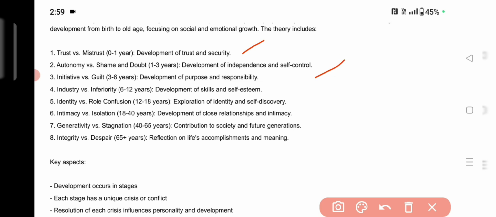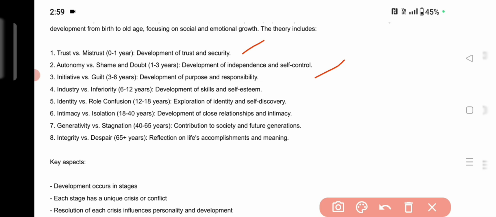The next stage is initiative versus guilt. Initiative is the age between 3 to 6 years, that means the preschool age, kindergarten age. This stage begins at the age of 3 and lasts until the age of 5 or 6.